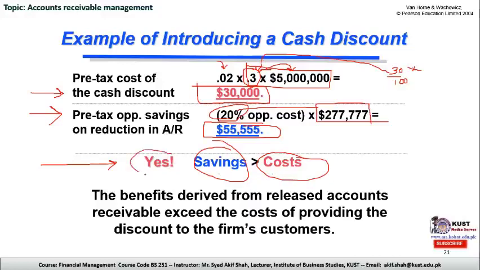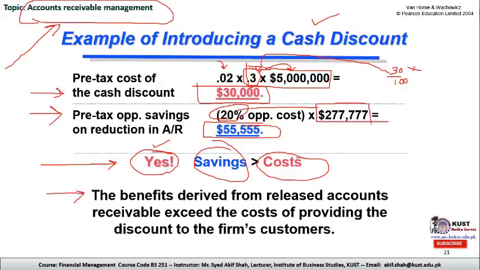Therefore, the decision for Basket Wonder will be yes, to offer the cash discount to all credit customers in order to expedite the average collection period, or the collection process of account receivable, and hence to efficiently manage their account receivable. Primarily, the financial manager is interested in collecting its account receivable as soon as possible, as long as the saving or the opportunity earning is greater than the cost the company is going to bear. The benefit derived from releasing accounts receivable exceeds the cost of providing the discount to the customers, as already explained.